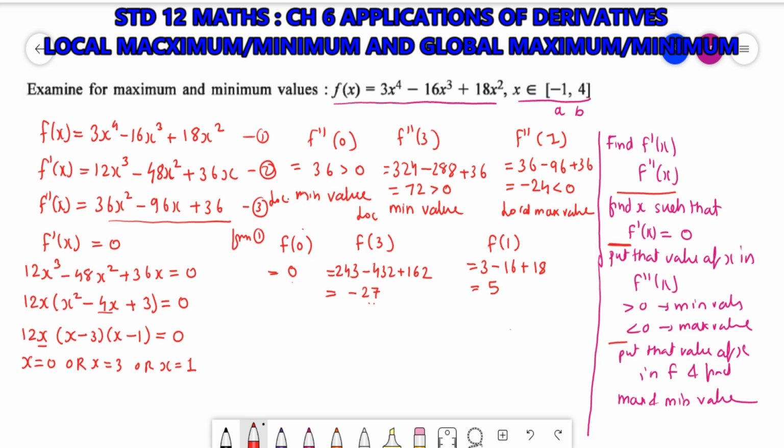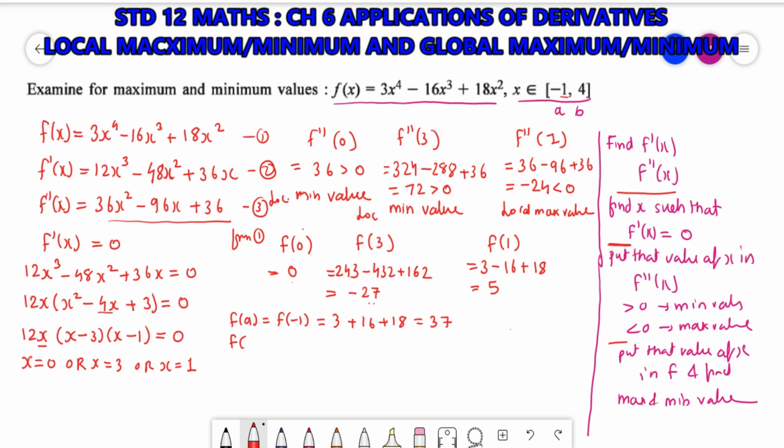Okay, but for global maximum and minimum, I also need to find f of a. So f of a equal to f of minus 1. From equation 1, this will be equal to 3 into minus 1 raised to 4, that is 3, minus 16 into minus 1 raised to 3, that will be plus 16, plus 18 into minus 1 square, that is 18. So 16 plus 3 is 19, 19 plus 18 is equal to 37.